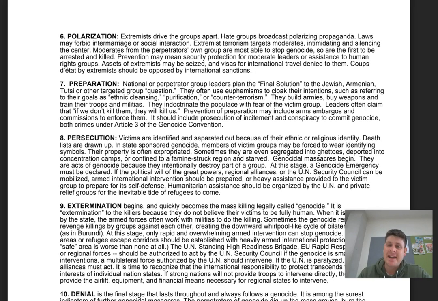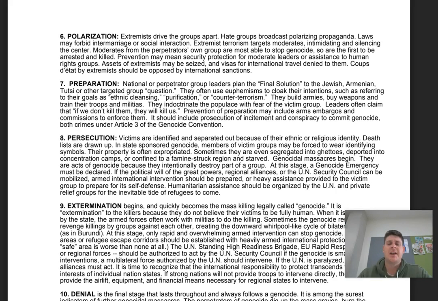What we have now is number 8, persecution. So now we're actually seeing death lists created. We're starting to force the symbols to be worn, otherwise consequences of death or imprisonment, but likely death, will happen. We see people pushed off their land. They're segregated into ghettos. They're put into concentration camps, or they're put somewhere that has a famine with no food and intentionally starved off so that they all die. We start seeing genocidal massacres beginning. They intentionally destroy a part of the group, therefore they are considered to be genocide, and persecution is where we start seeing this actually occurring.